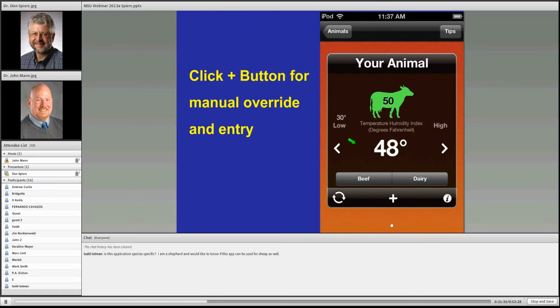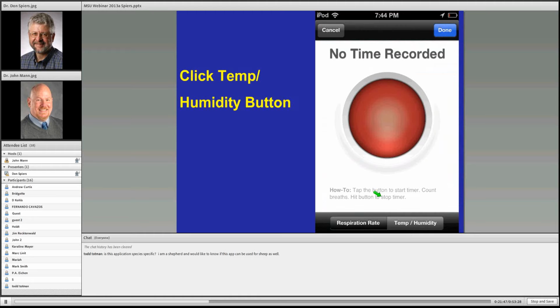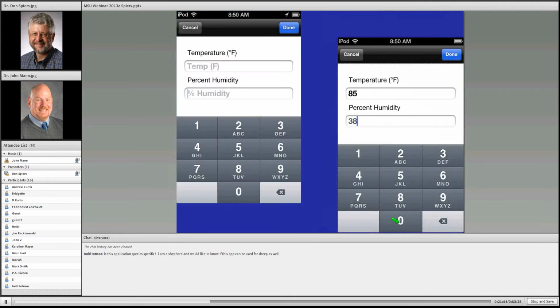We can come back now to our site again, and if we click on this plus button, we can see down here at the bottom, we can actually override the automated temperature entry and put in our own temperatures. Here we have the site, and if we come down to the bottom, we have temperature humidity. If we click on temperature humidity, we come to this page where we can enter our own temperature, our own humidity.